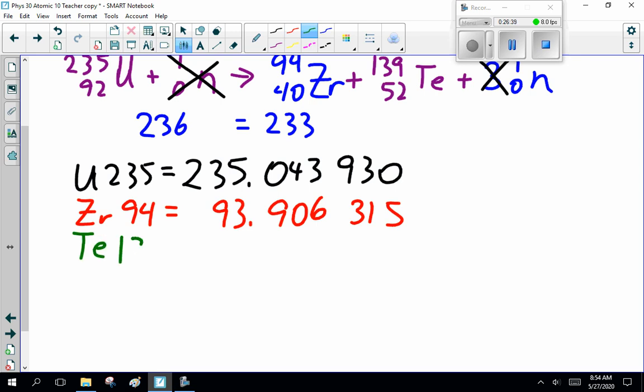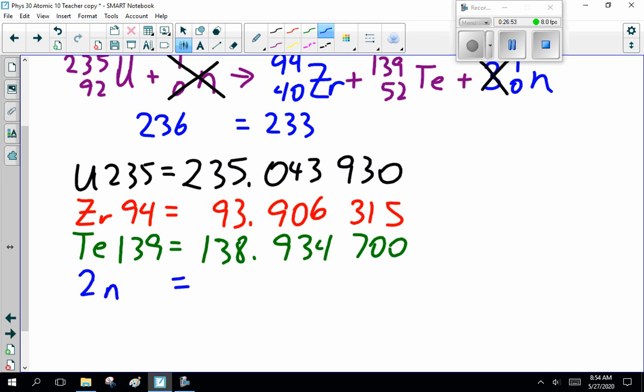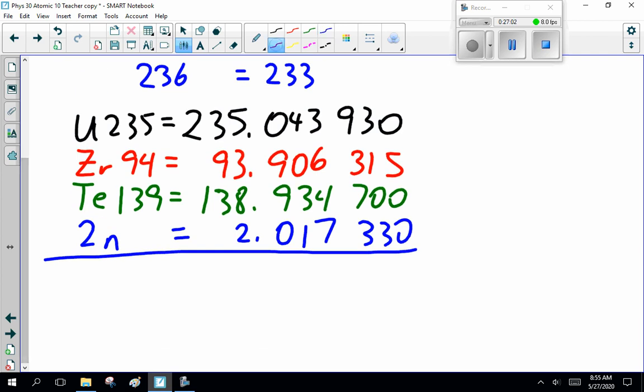Tellurium 139 is 138.934700, and 2 neutrons is 2.017330. And guys, check my math. This is getting embarrassing. I got a mass defect of 0.185585 atomic mass units. Now, I'm going to leave it to you to calculate the energy defect in megaelectron volts.